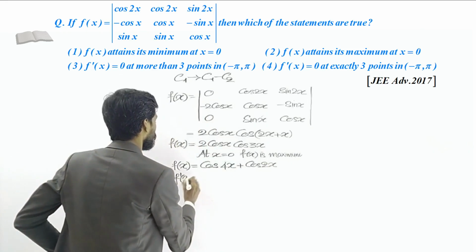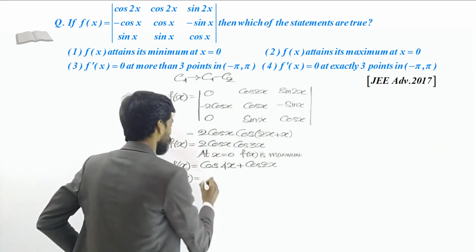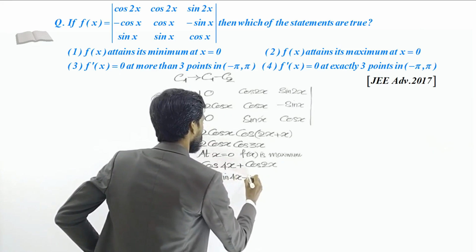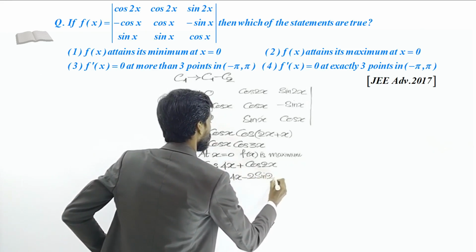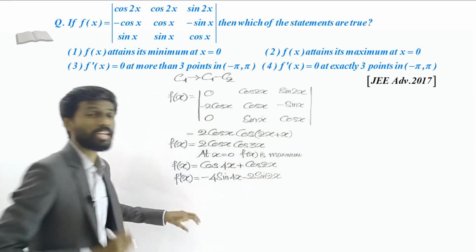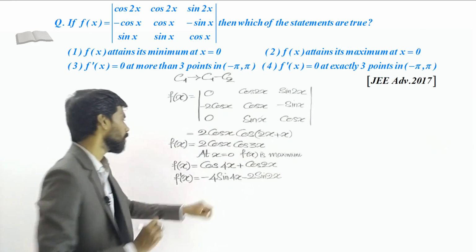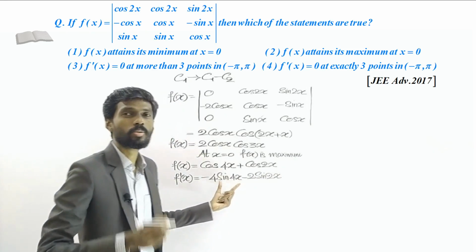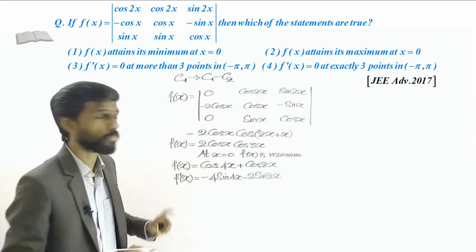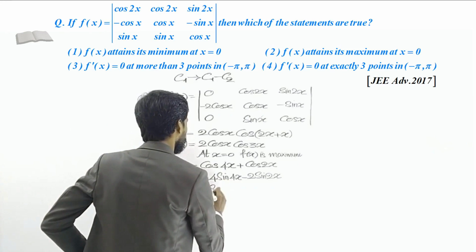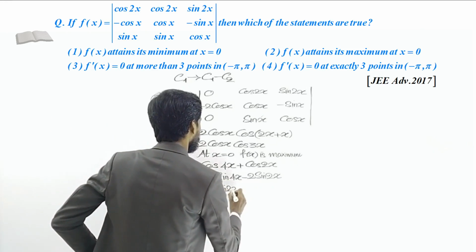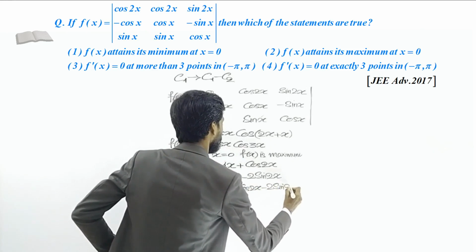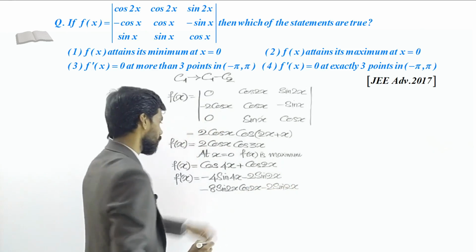So f dash x equals, let's find the derivative, minus 4 sin 4x minus 2 sin 2x. Okay. Now we have to equate this to 0 and find the solutions. So let us take this common. Again, sin 4x can be written as 2 sin 2x cos 2x, right? Sin 2a formula. So this will become minus 8 sin 2x cos 2x minus 2 sin 2x. So we can take out the common factor.